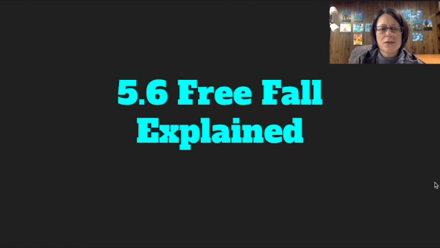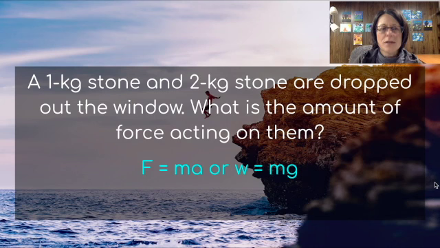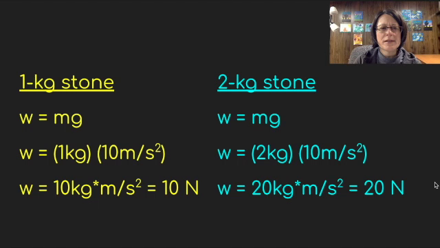Let's start with free fall explained first. Let's say we have a 1 kilogram stone and a 2 kilogram stone, and we drop them out a window. What is the amount of force acting on them? We're going to use the equations F equals ma or W equals m times g, weight equals mass times the acceleration due to gravity. And we're going to analyze this.